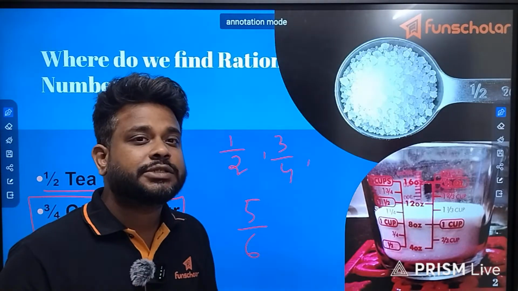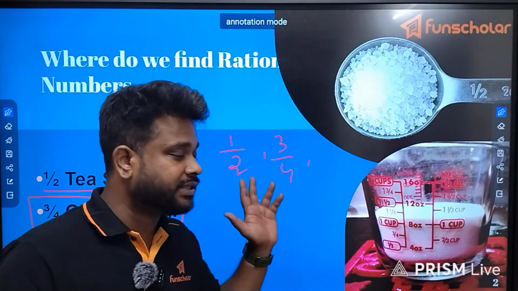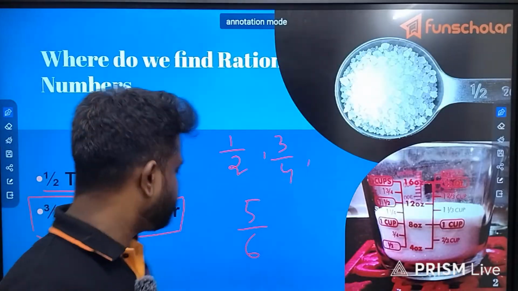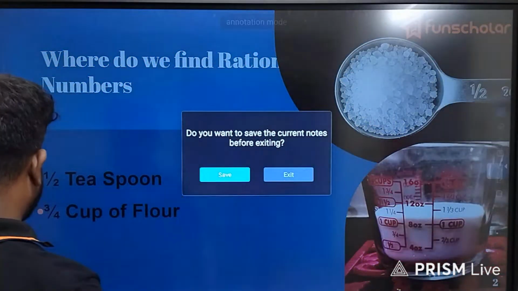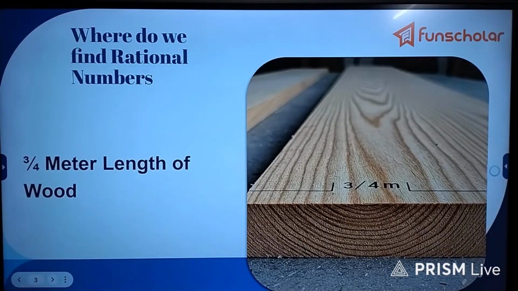But what is the difference between rational numbers and fractions? We will be discussing this in the upcoming slides. Okay, so let's go next. So where do we find rational numbers? 3/4 meter length of wood.